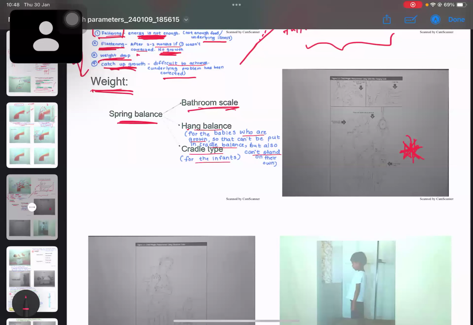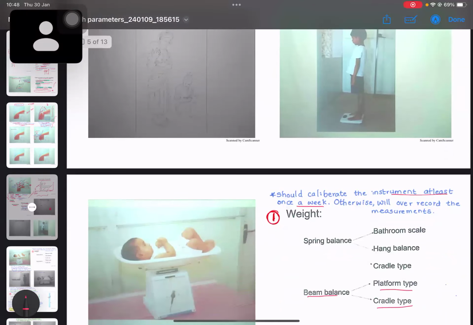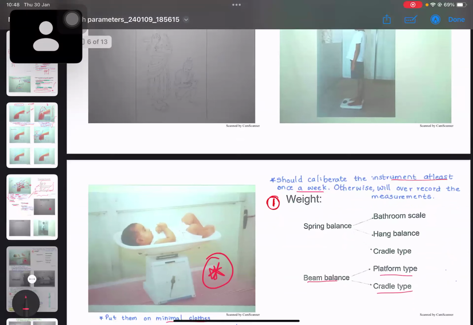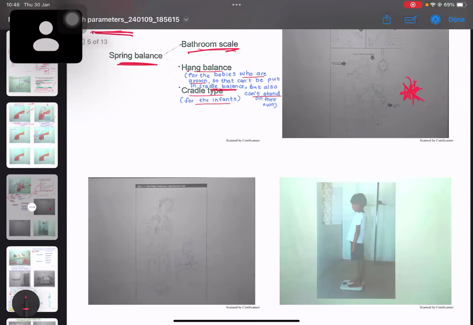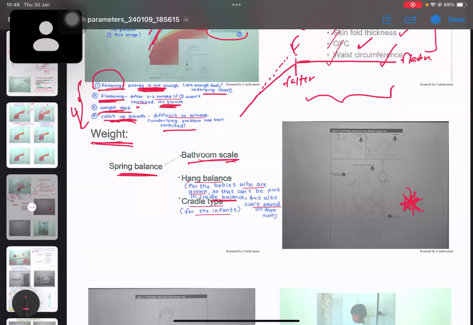Hanging balance is used for babies who have grown, so that they cannot be put in a cradle balance. This is a cradle balance. Cradle balance is used if the baby can't sit. If the baby can't sit, we measure the weight of the baby in the cradle balance. If the baby can sit, or if the baby cannot be weighed using a cradle balance, we get the weight of the baby using a hanging balance. This is a hanging balance. And the cradle type is usually for infants.